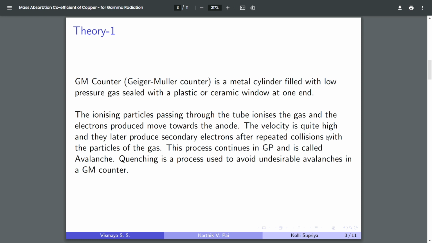Coming to the theory part, a GM counter or Geiger-Müller counter is a metallic cylinder filled with low pressure gas, sealed with a plastic or ceramic window at one end. The ionizing particles passing through the tube ionize the gas and the electrons produced move towards the anode. The velocity is quite high and they later produce secondary electrons after repeated collisions with the particles of the gas. This process continues in GM and is called avalanche. Quenching is a process used to avoid undesirable avalanches in a GM counter.